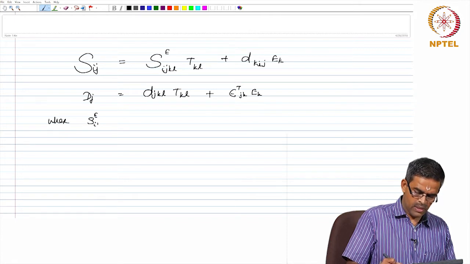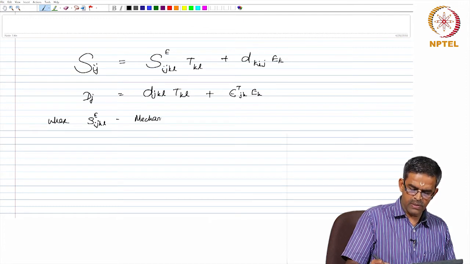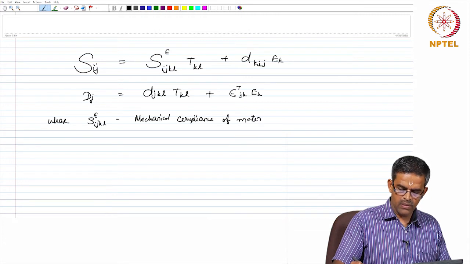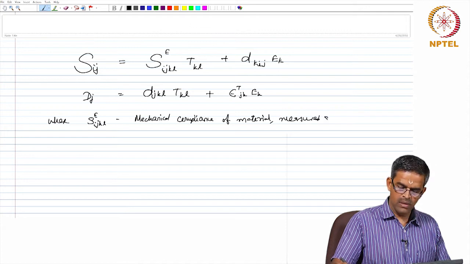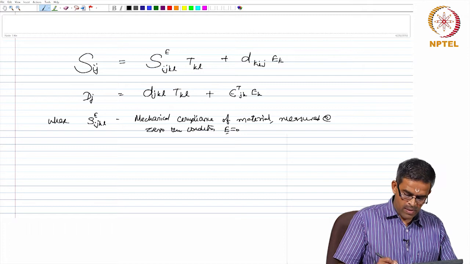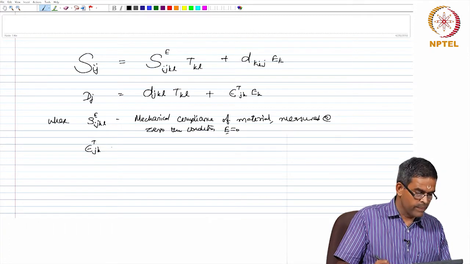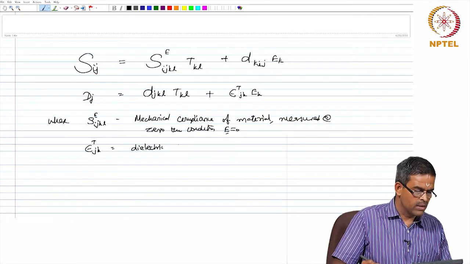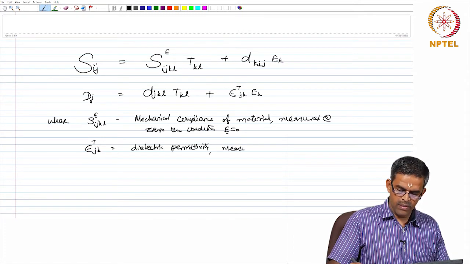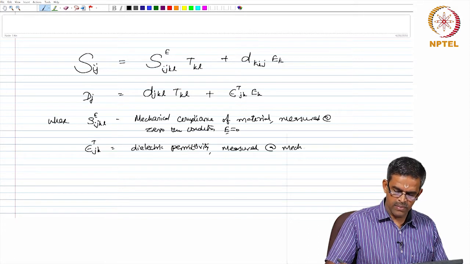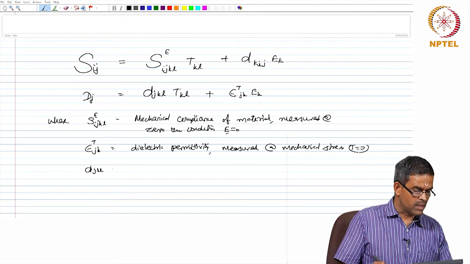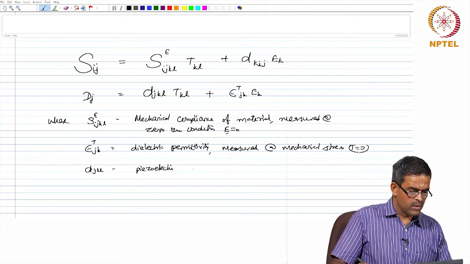where S_ijkl^E is the mechanical compliance of the material measured at E equals 0, whereas epsilon_jk is the dielectric permittivity measured at mechanical stress T equals 0. d_jkl is the piezoelectric coupling effect.